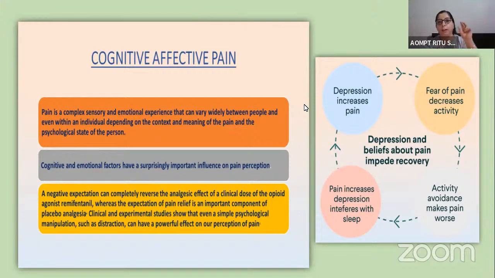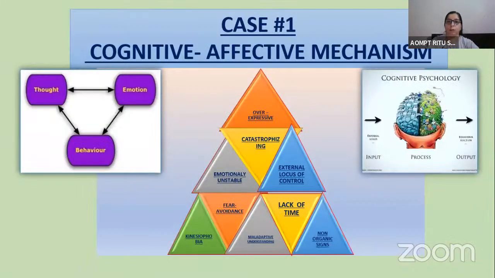So we can assess all this picture with the patient's behavior pattern. These are the patients where we keep the pain-based mechanism as cognitive affective pain. In this also, we can understand what the input is, that is the external, and what the output is, that is the behavior. Cognitive psychology explains how the behavior is shown. This is the mechanism where thought, emotion and behavior are a triangle, and they are in reverse proportion.